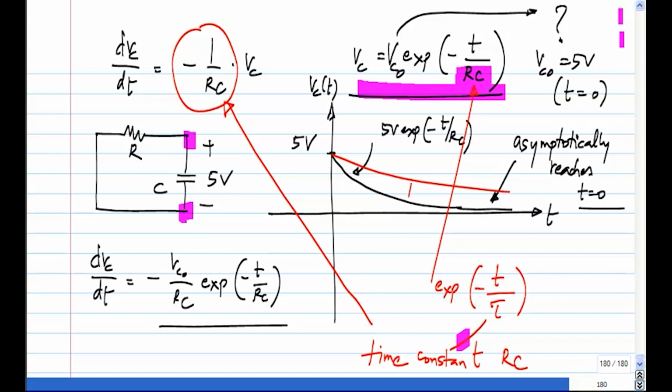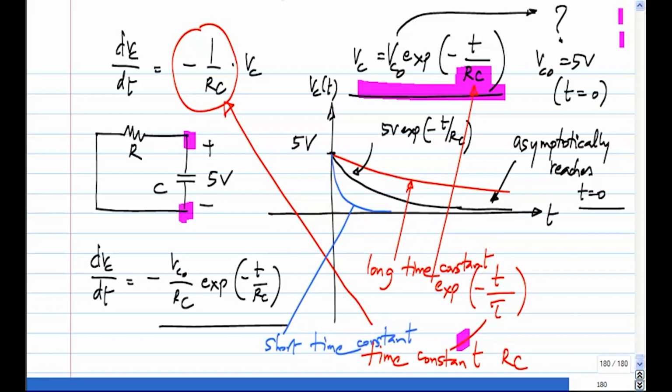So this is a circuit with a long time constant, and you could have a very short RC and then it will do something like that. And this is a circuit with a very short time constant. Depending on the application, you may want a long or short time constant.